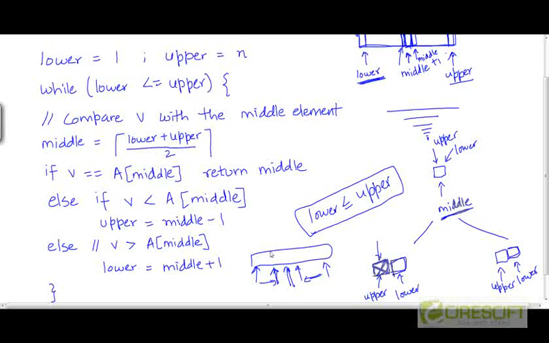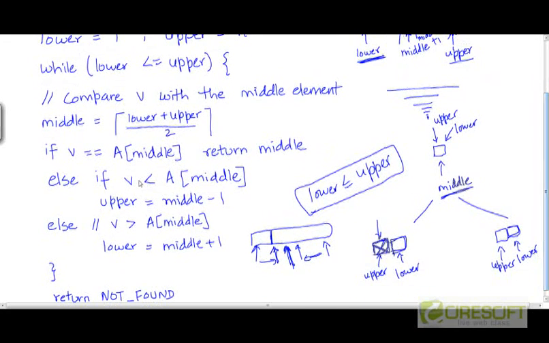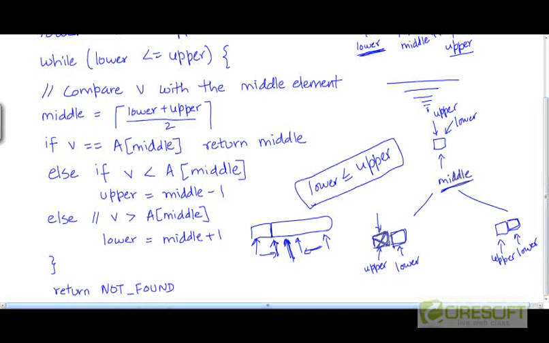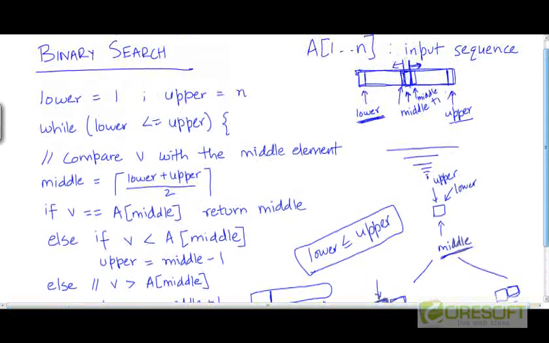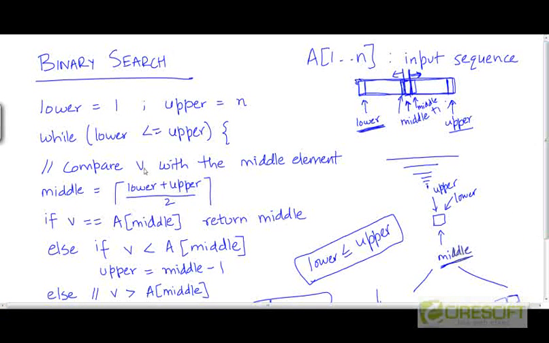Right? So the size of the subproblem is delimited by the range from lower to upper. And once we are down to a subproblem of size 1 and we find that the value v is not equal to the value of that element, then lower will end up exceeding upper, and that's the time to terminate. So if we terminate the while loop without returning in the middle, we know that v is not found in the input sequence, and so we return not found. So this is the binary search algorithm.